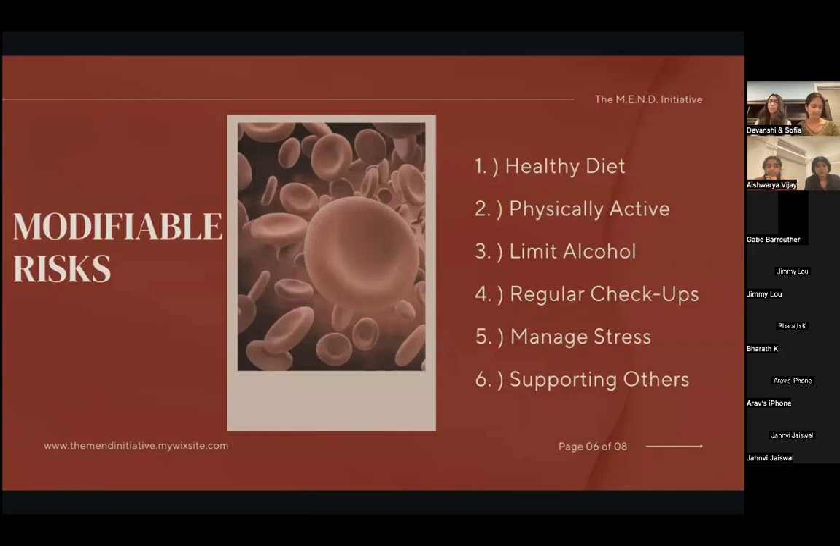Modifiable risk factors can help you prevent NCDs and manage NCDs. Some ways to be healthier and prevent these include eating a balanced diet, which includes fruits, vegetables, whole grains, proteins, and healthy fats. You should limit the consumption of processed foods and saturated fats and foods and drinks high in sugar. It's also important to engage in physical activities like walking, jogging, cycling, or any form of exercise.